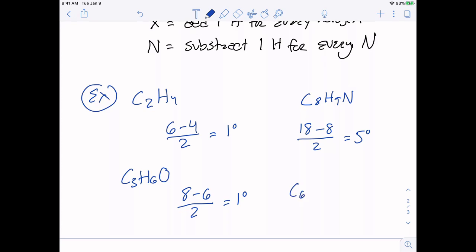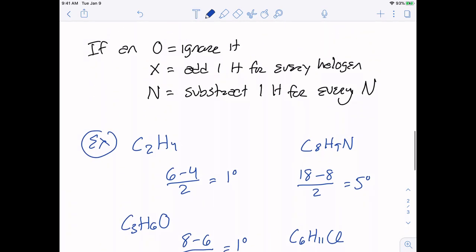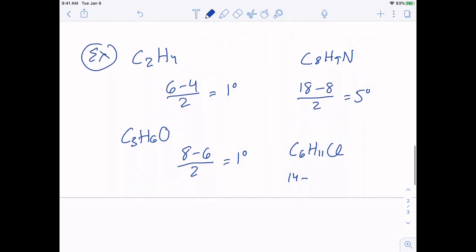C6H11Cl. So 6 carbons, 6 times 2 is 12, plus 2 is 14. I have 11 hydrogens, plus I have a halogen. If I go back up, we need to add a hydrogen for every halogen. So 11 plus 1 is 12, divided by 2, and I have 1 degree again. So a ring or a double bond, no triple bonds in this one.